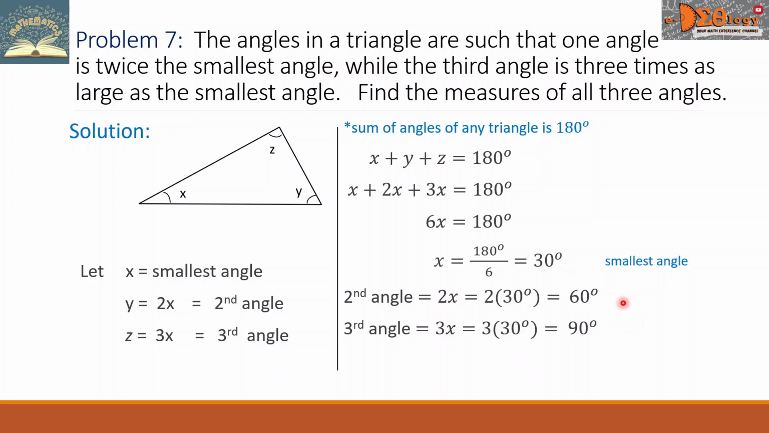We have here now 3 angles, 30 degrees, 60 degrees, 90 degrees. Let us check if these 3 angles satisfied our conditions. The smallest angle is 30. The second angle is twice 30, that is 60. And the third angle is 3 times this 30. So we got here 90 degrees. Also, if we add the 3 angles, the total must be this 180 degrees. So 30 plus 60 plus 90 equals 180 degrees. Indeed, these 3 angles are the answer for this problem.